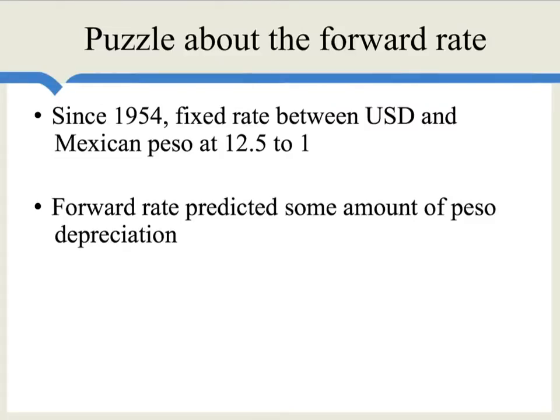For an example, consider the history of the forward rate between the US dollar and the Mexican peso. Starting in 1954, that rate was fixed as a fixed exchange rate at 12.5 to 1. Yet for many years after that, the forward rate for the peso was predicting some amount of peso depreciation. And yet the years passed, and still that depreciation would never come. Some people wondered, well, is there something wrong with this forward rate? Is it predicting something that's simply never going to happen?